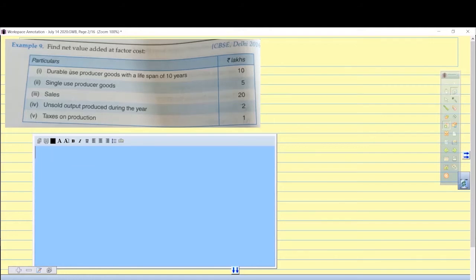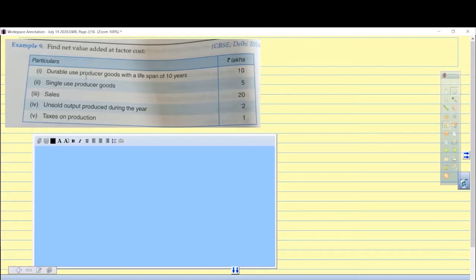And why they gave this first term, durable use producer goods with a lifespan of 10 years? This is in order to find out depreciation. If the value of depreciation is not given in the question, one thing you can do is search for the other names of depreciation. Second thing, you have to note down whether anything related to depreciation is given, or any item with which you can find out depreciation is given in your question.